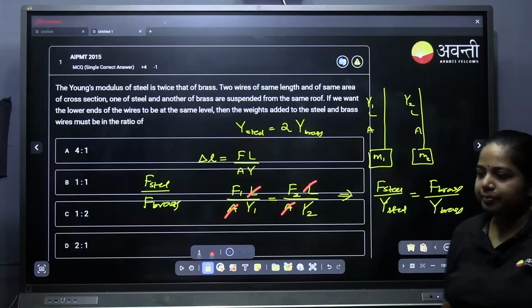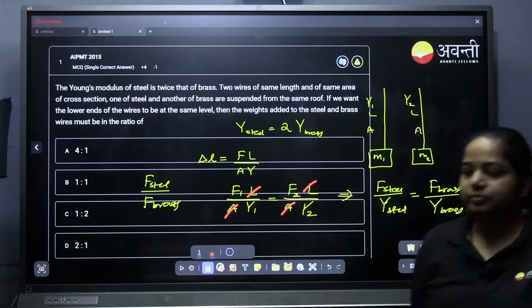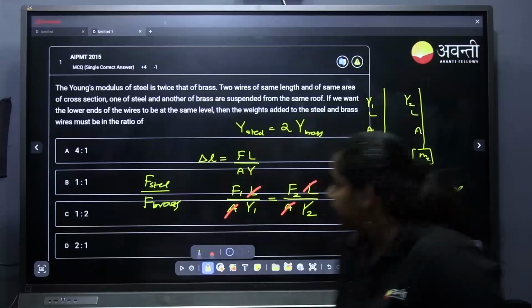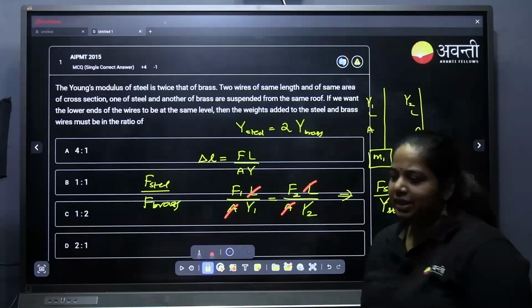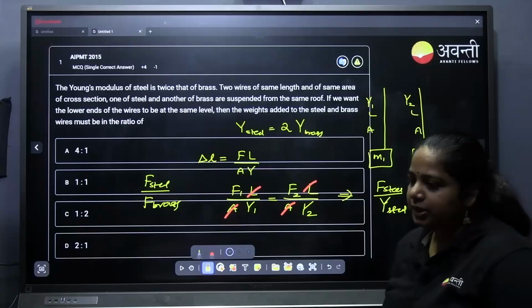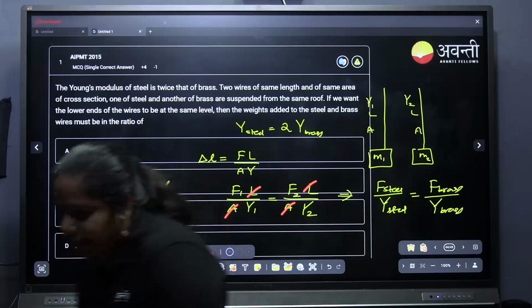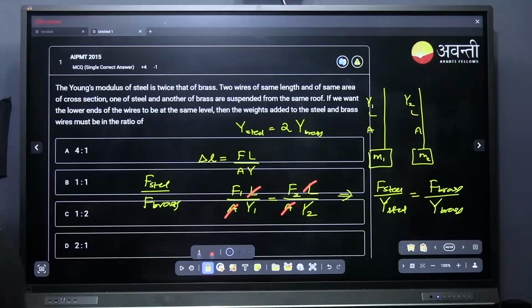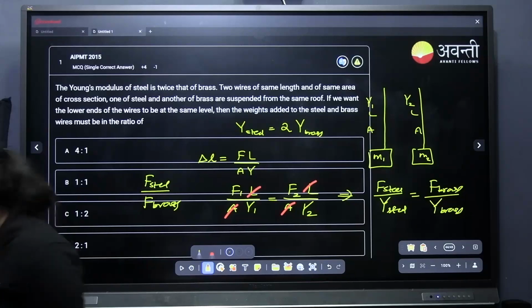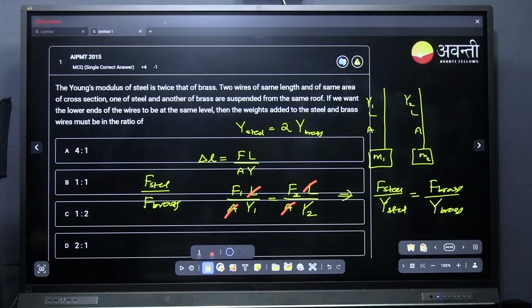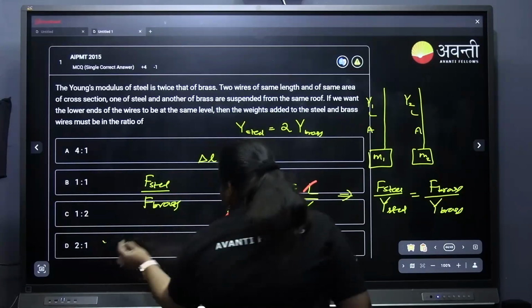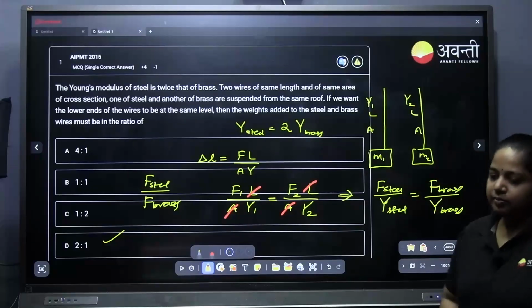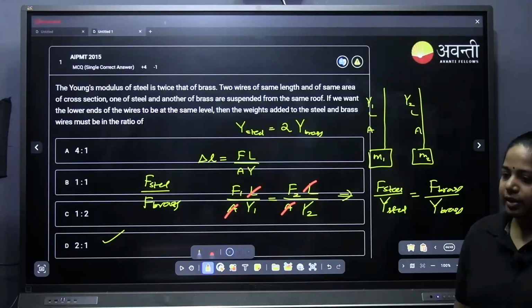What will be the answer? Yes. So are you sure it's option C? Is it not option? Yes, option D. Option D is the answer. Okay, option D is the answer. Is there any doubt in this question? Can we move on to the next question then?